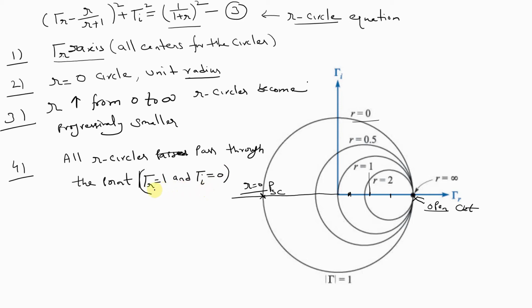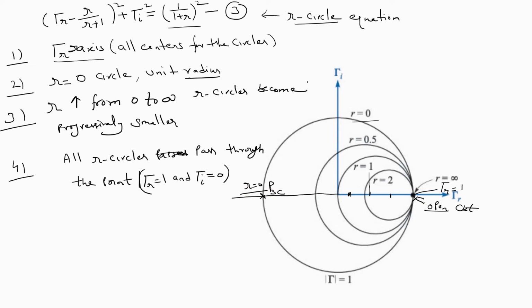So the r circle passes through the gamma 1 point. This is the gamma 1 point here, gamma R equal to 1, and gamma I equal to 0. So here this complete line is gamma I equal to 0. So all these circles pass through gamma R equal to 1 and gamma I equal to 0.